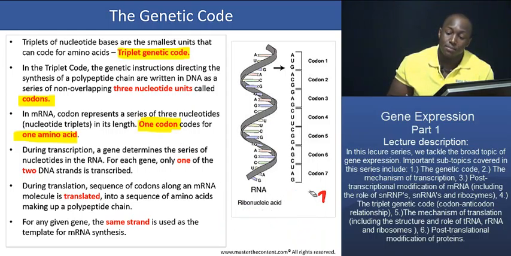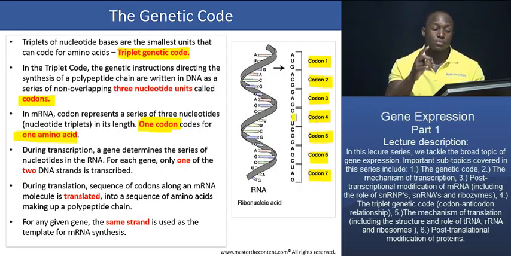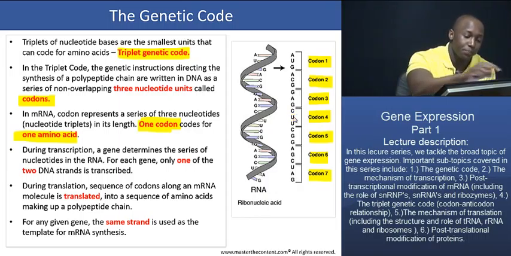So that's what we mean by the genetic code. The diagram on the right gives you a really good representation of what I'm talking about. For instance, AUG, adenine, uracil, and guanine in RNA, that's one codon. ACG, adenine, cytosine, and guanine, that's a different codon. So codons are basically triplets of nucleotides, and each of these codons will code for a specific amino acid in the process of translation. So let's move on.